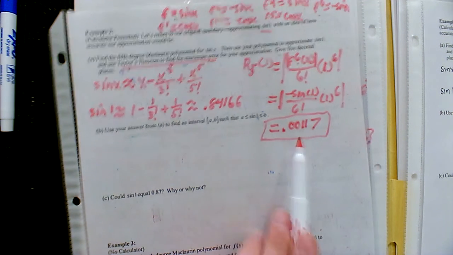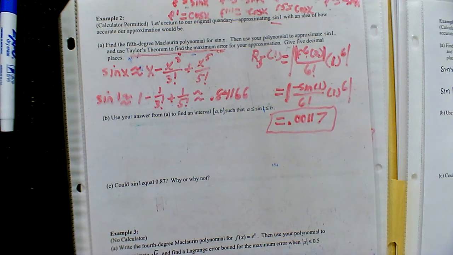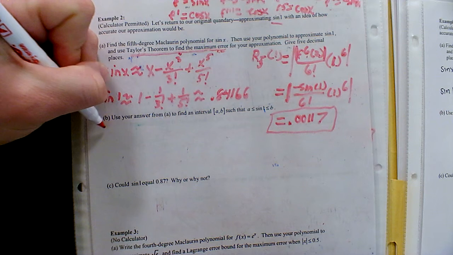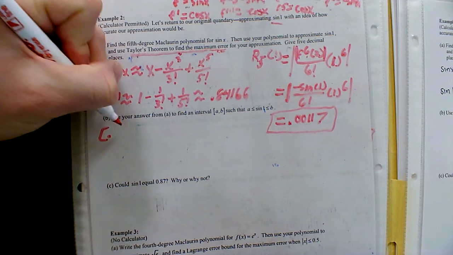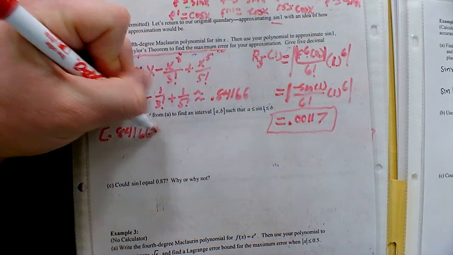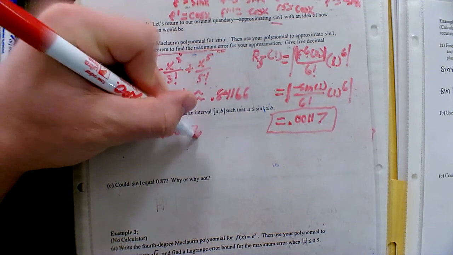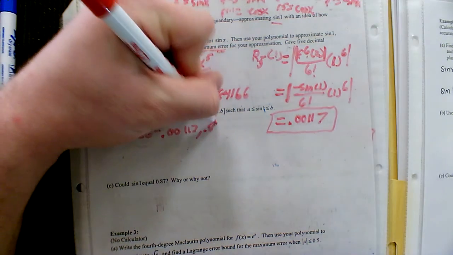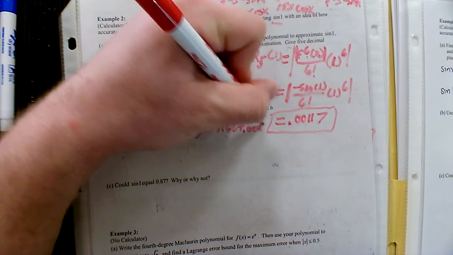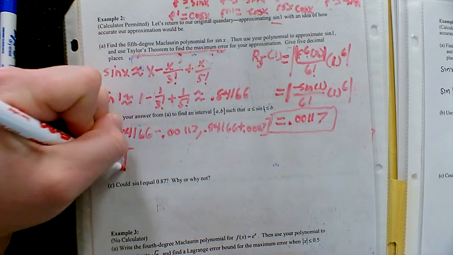So for part B, I'm going to use this answer from A for my interval to find my lower and upper bound of the interval. So again, I know my approximation was 0.84166, and I can subtract that error, 0.00117, and I can add that error to 0.84166 to get my upper and lower bound.